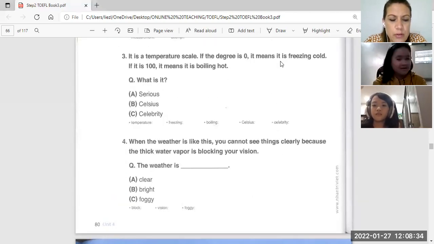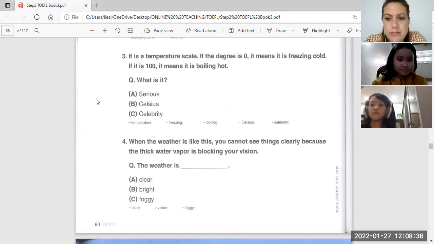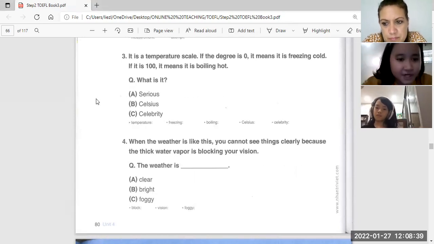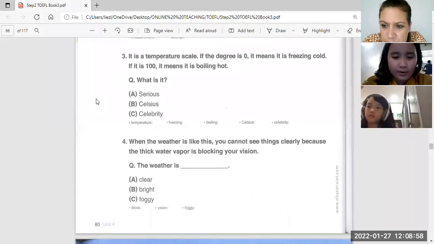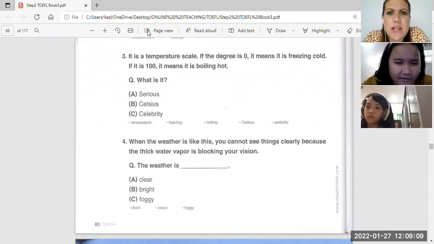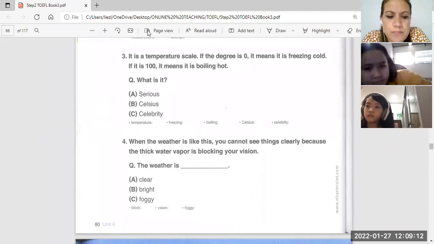Number 3 and 4. Pyongni, you can read number 3.